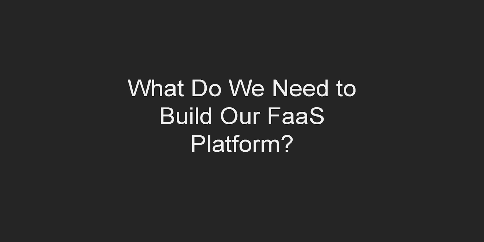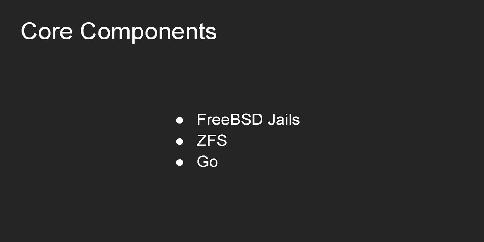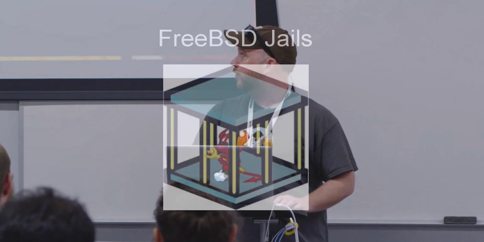What do we need to build our platform? We need a few core components. We need FreeBSD, we need ZFS, and we need Go. Go is going to facilitate all the software that pins everything together. If we want to think about this in Docker terms, which is probably more familiar to most people, our images or our containers themselves are going to be ZFS snapshots, and jails are going to be the actual execution context from the operating system that segment execution for our applications.